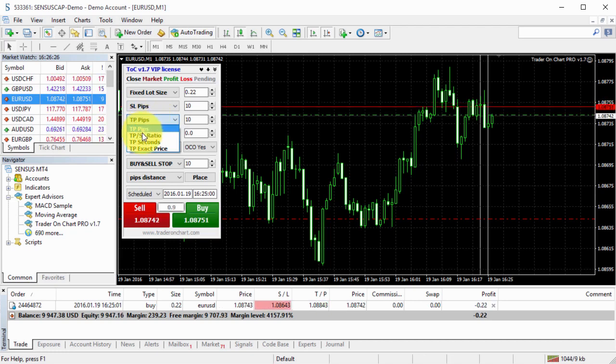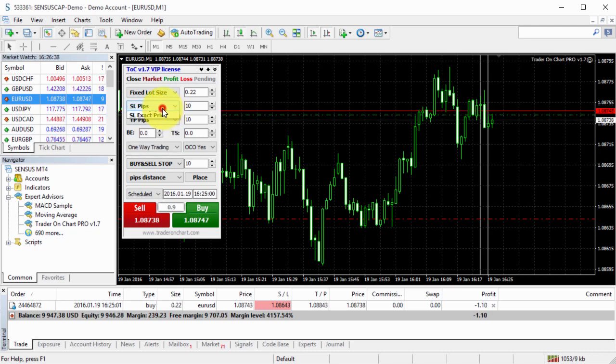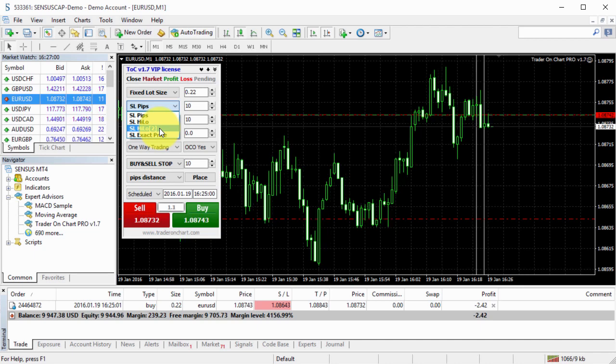So we can set take profit in seconds. Those are for scalpers. And we can also set take profit in the exact price. And also the same for stop loss. We also can set stop loss at exact price. And also we have an option to set stop loss at a high or low of the previously closed price bar. And this next one is the second closed price bar.